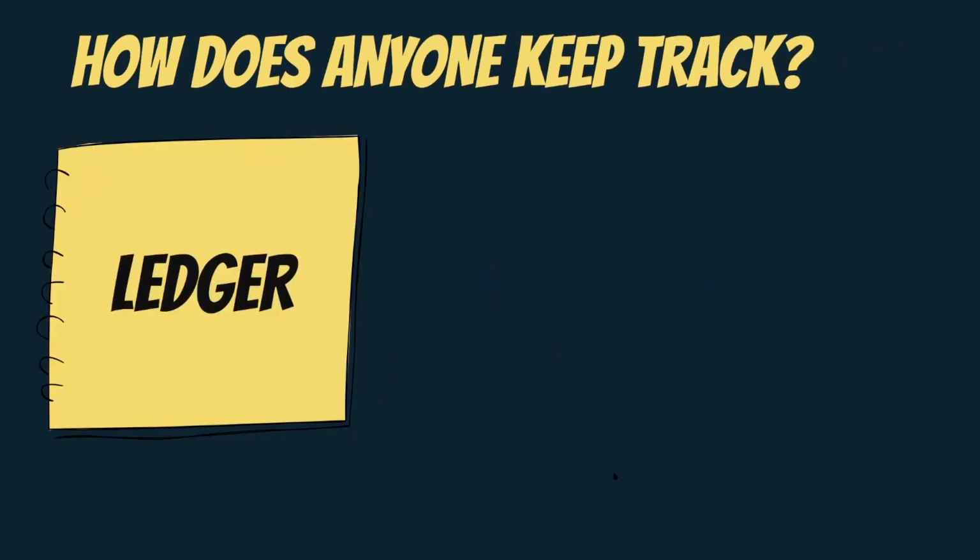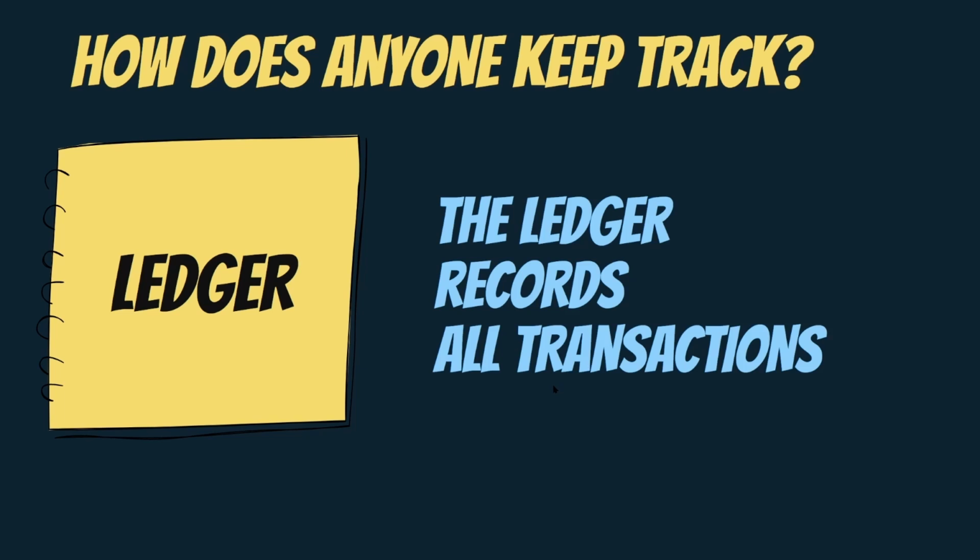So how does anybody keep track of all these transactions? Well, we keep them in a ledger. Companies keep a ledger. Personally, we keep a ledger. Accountants keep a ledger, right? The ledger usually records all transactions, and that ledger is maintained by a company if it's a centralized thing, or a physical bank or something like that.